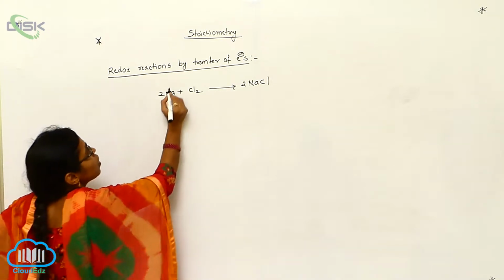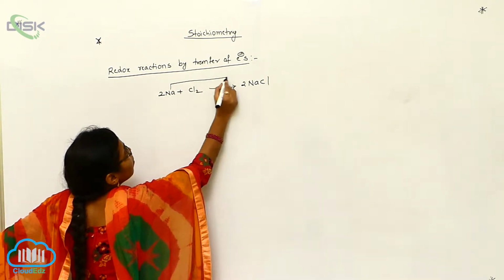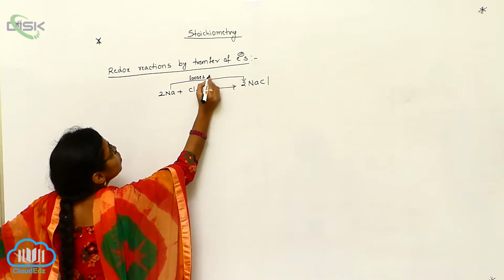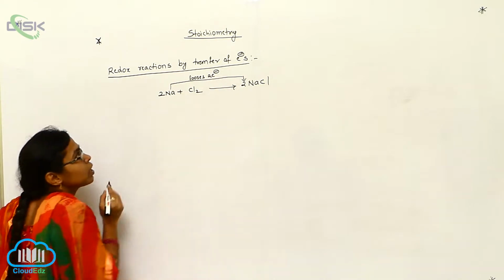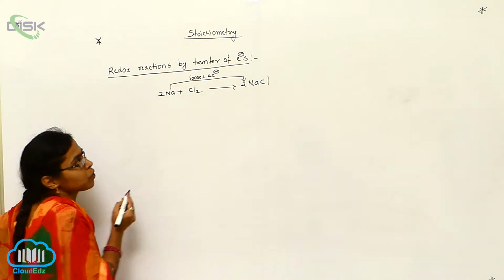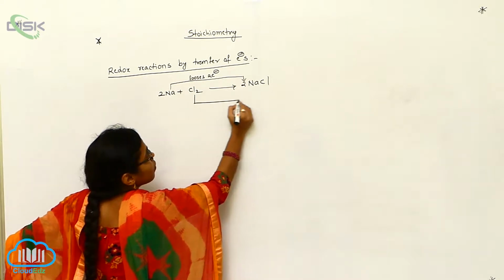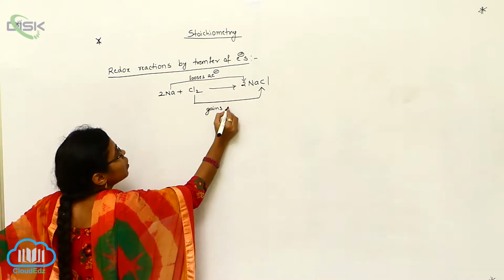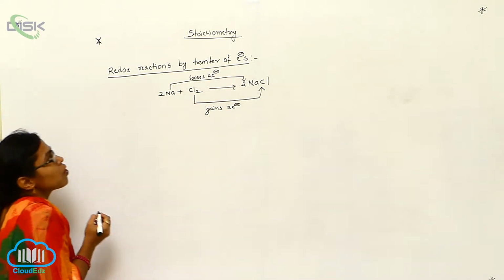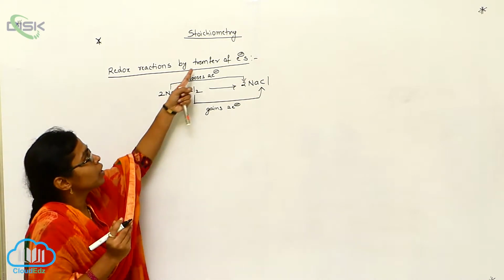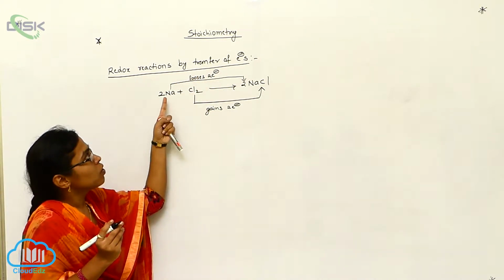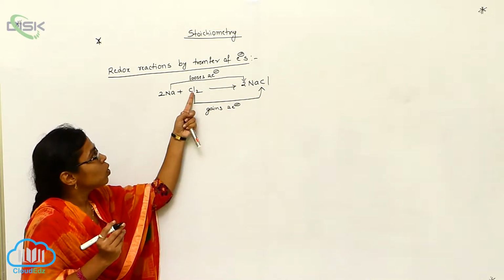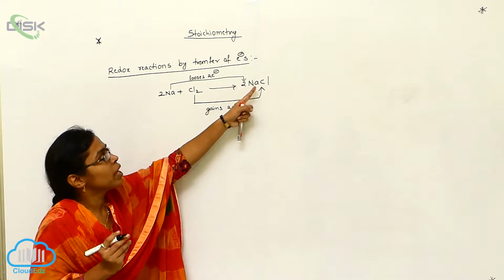In this one, how many electrons does sodium lose? Each sodium loses 1 electron, so 2 sodium atoms lose 2 electrons. Next, chlorine gains 2 electrons. So it is a redox reaction by transferring of electrons. Sodium loses the 2 electrons and forms 2 Na+. Chlorine gains the 2 electrons and forms 2 Cl-.